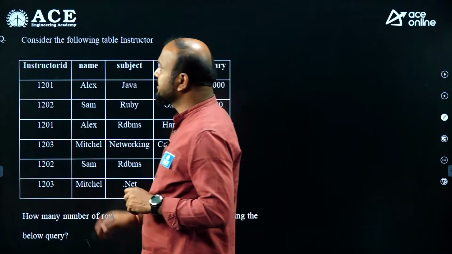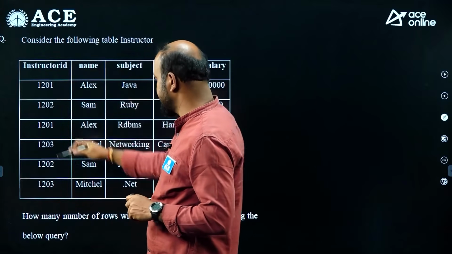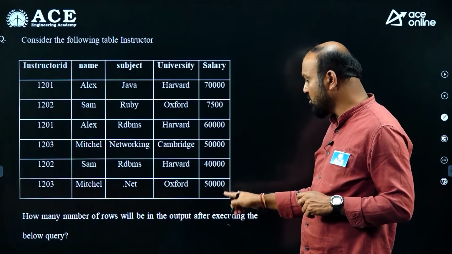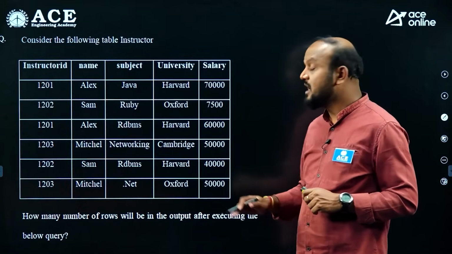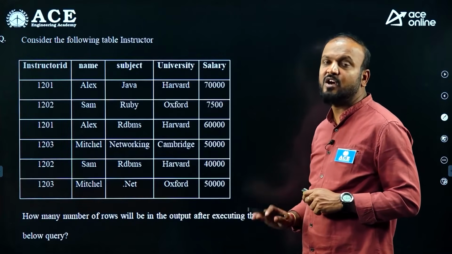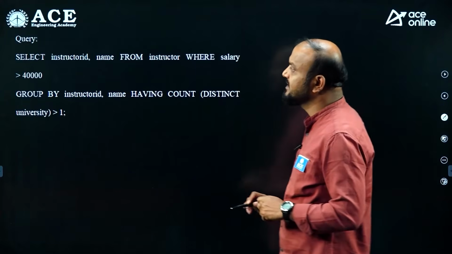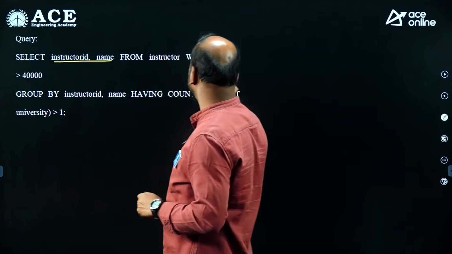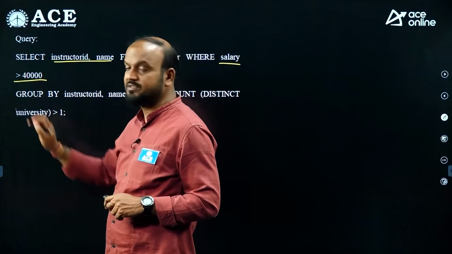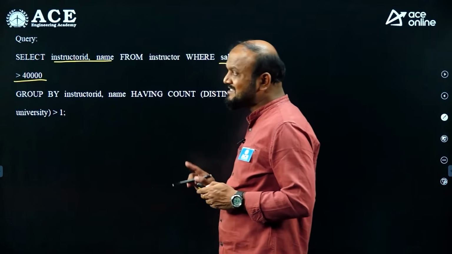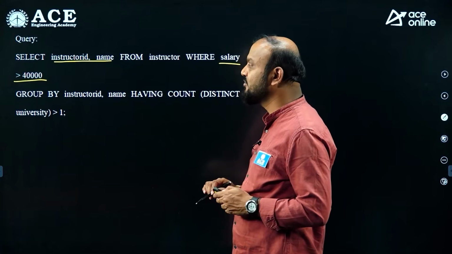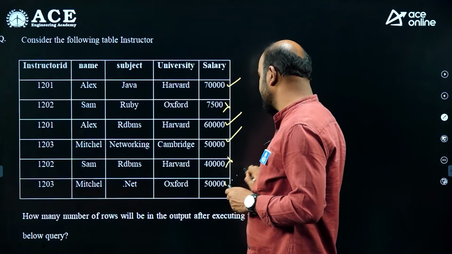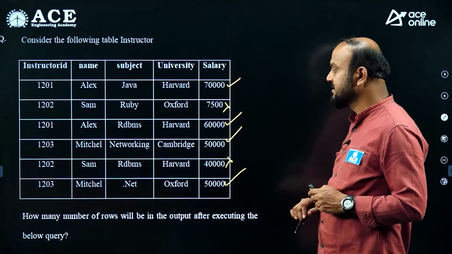Look at this question. Consider the following table instructor. Instructor table is given. Now the question is, how many rows will be in the output after executing the below query? After executing the query, how many tuples are in the output? So what is the query? Select instructor ID comma name from instructor where salary greater than 40,000. Okay, one by one we'll do it. First we'll select those tuples whose salary is greater than 40,000. True, false, true, true, false, true. 4 tuples are selected, right?